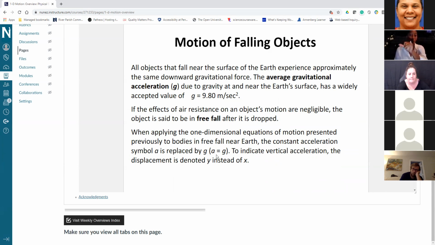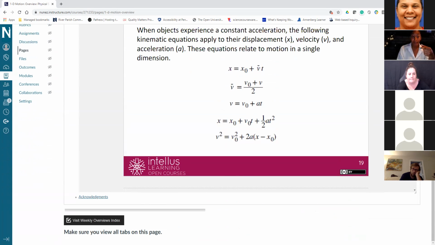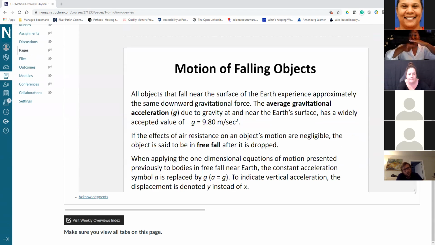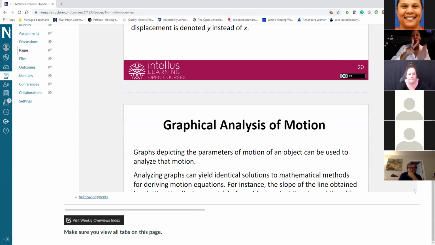Now, be careful here, because they're only talking about the magnitude. Technically, what you're replacing A with in these equations is minus G to represent the fact that gravity pulls down. Since acceleration is a vector, we have to account for the fact that it pulls down. This is only giving the magnitude. But remember, acceleration is a vector. So we replace A with minus G.